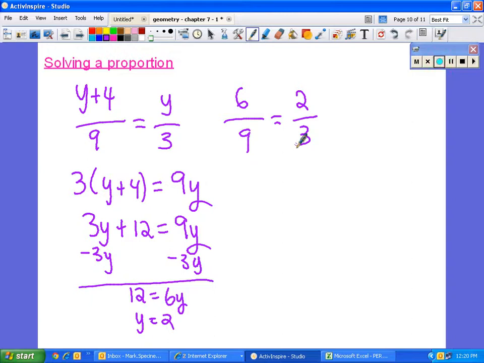It's as hard as it gets. Actually, the only thing I could do to make it harder would be to have you do distribution on both sides.